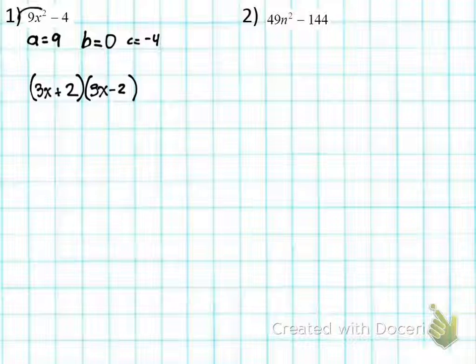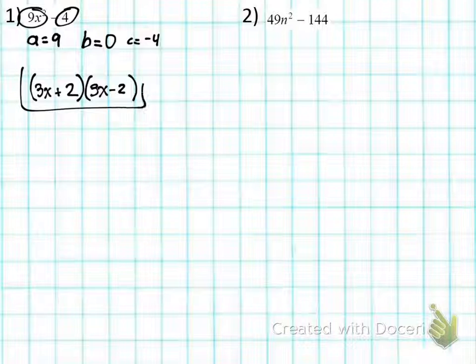Okay, so what's the square root of 9x squared? The square root of 9 is 3, and the square root of x squared is x. So you're going to write 3x here and 3x here. Did you all see that? Then the square root of 4 is 2, so you're going to put 2 and 2 here. And then all you do is put a plus sign and a minus sign. That's it. You see how easy that was? You just take the square root of each one and that's it.